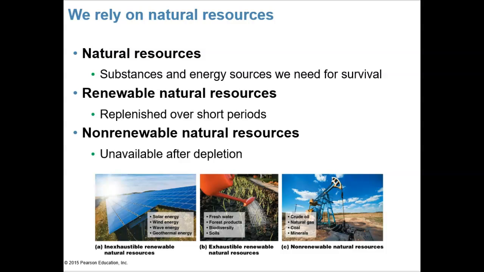So this graph is telling you that we rely on natural resources. These are things that we need for our own survival. There are renewable and non-renewable natural resources. Renewable ones can be replenished over pretty short periods of time. Non-renewable natural resources are not available once they're gone. Once we've used them up, they're gone, and we can't make more of them.